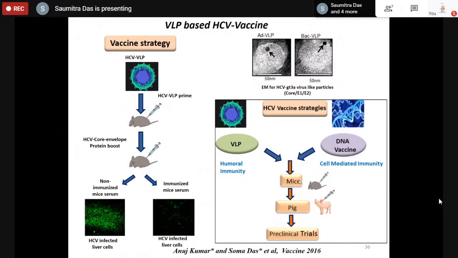So that's how the Government of India has now given us grants to test it in a large cohort of pigs and see whether it can elicit a similar level of immune response, so that we can go for a preclinical trial leading to the human trial for hepatitis C vaccines.